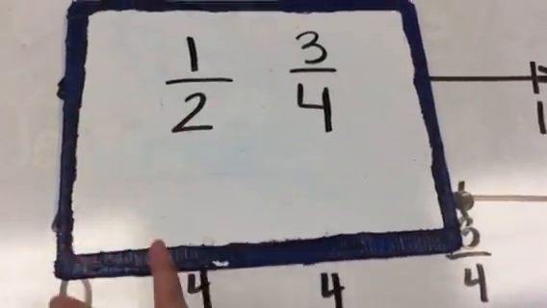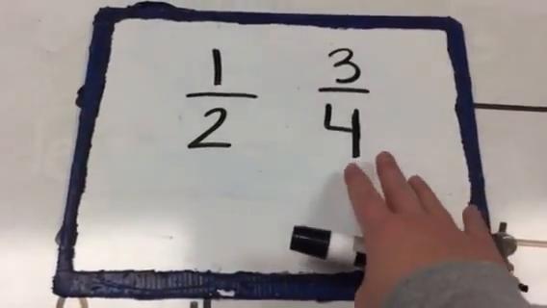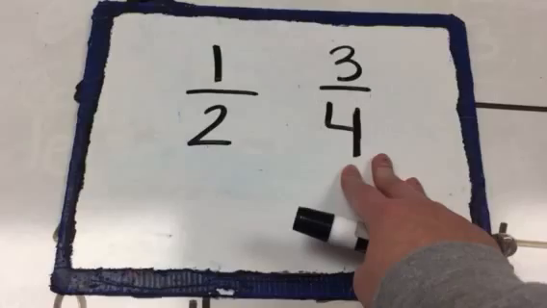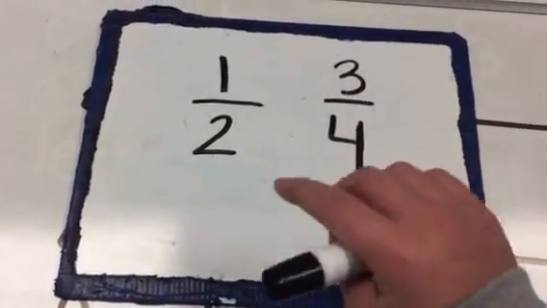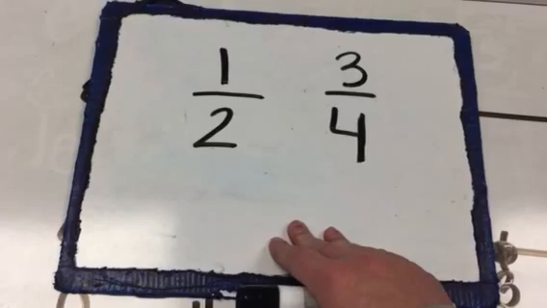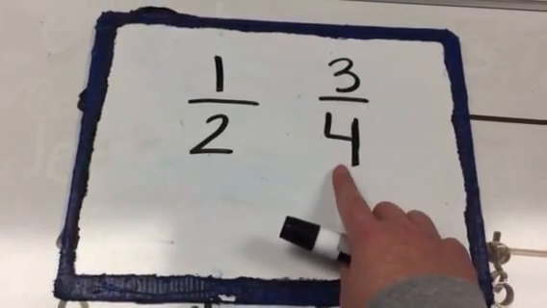Comparing it means you decide which one is larger and which one is smaller. So look at 1/2 and 1/4, or 3/4. The first strategy I'm going to show you is thinking. Think about the numerators and the denominators. Okay? I want you to think, which piece is larger, halves or fourths?